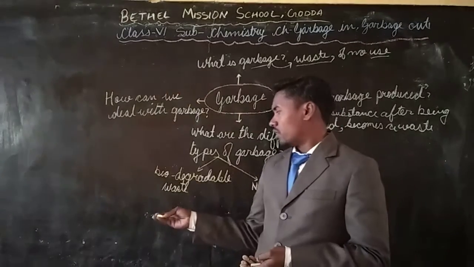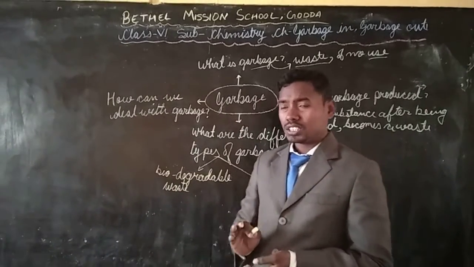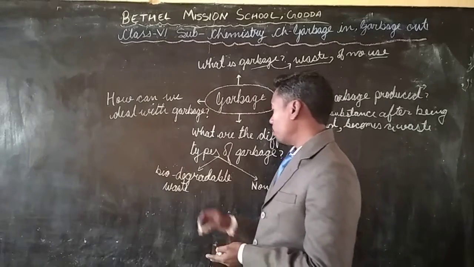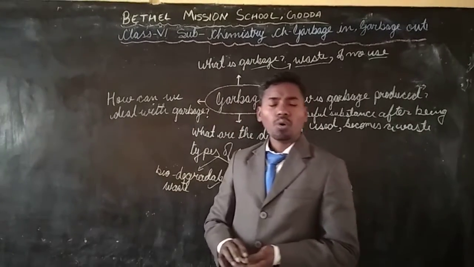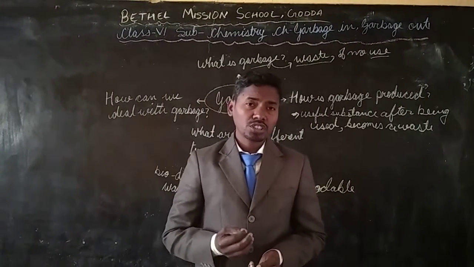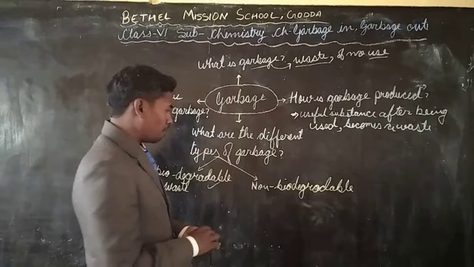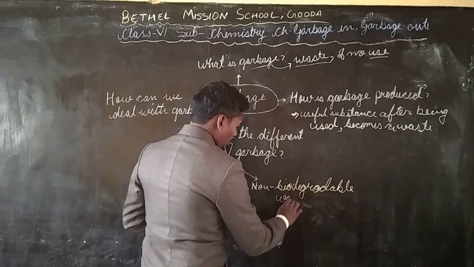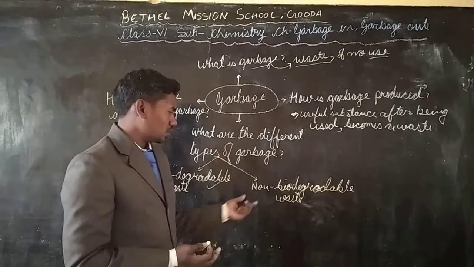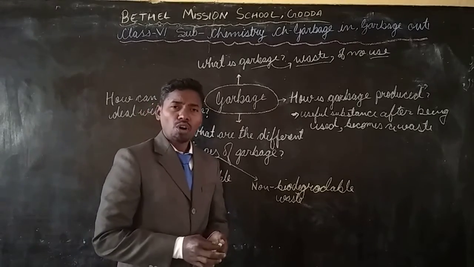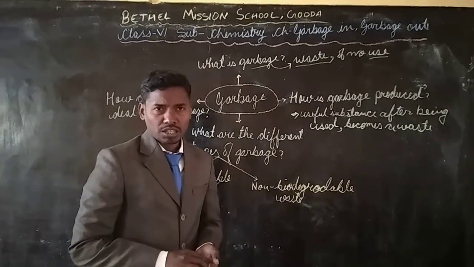So this type of waste which can be broken down by the action of microorganisms can be referred to as biodegradable waste. They are broken down by the action of microorganisms, whereas non-biodegradable waste is the waste which cannot be broken down by the action of microorganisms. Okay, so they are different.